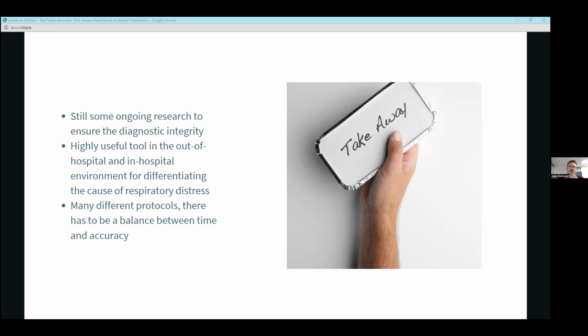There's a lot of different protocols, and there has to be a balance between time and accuracy. There's no consensus on what protocol you should use or even what probe you should use. But I think the ones that I've presented to you today are probably a good starting point. And I really think that at its simplest, the BLUE protocol is one that we could all implement reasonably simply.